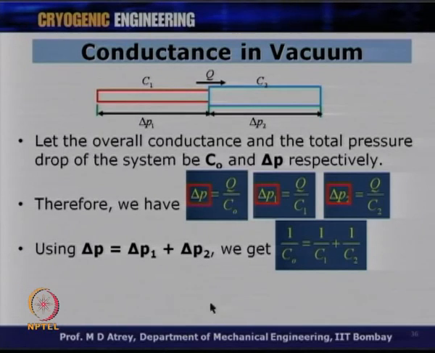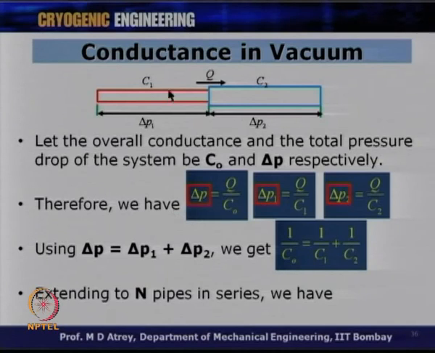What does it mean? It means that when the two pipes are connected in series, the effective or overall conductance of these pipes, with respective conductances C1 and C2, will be 1 by C0 is equal to 1 by C1 plus 1 by C2. And this is what happens in the resistance in series, where overall resistance R0 is equal to R1 plus R2. Same thing happens over here when the conductances are connected to each other in series.